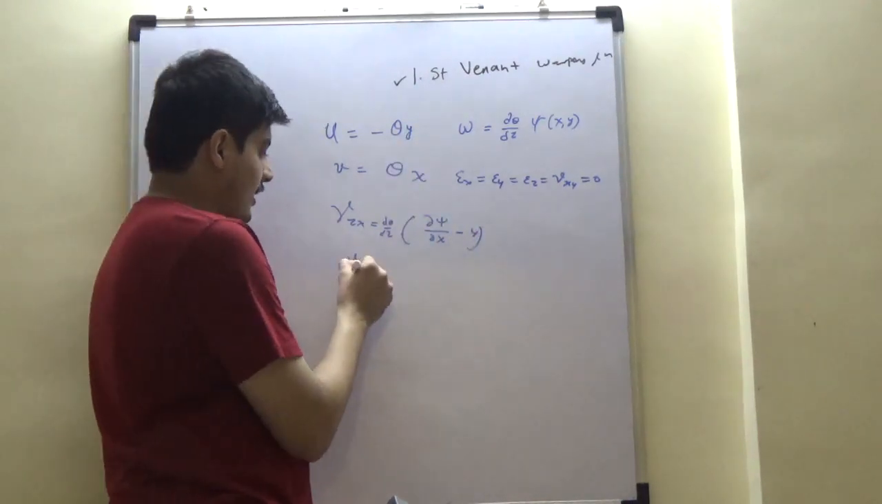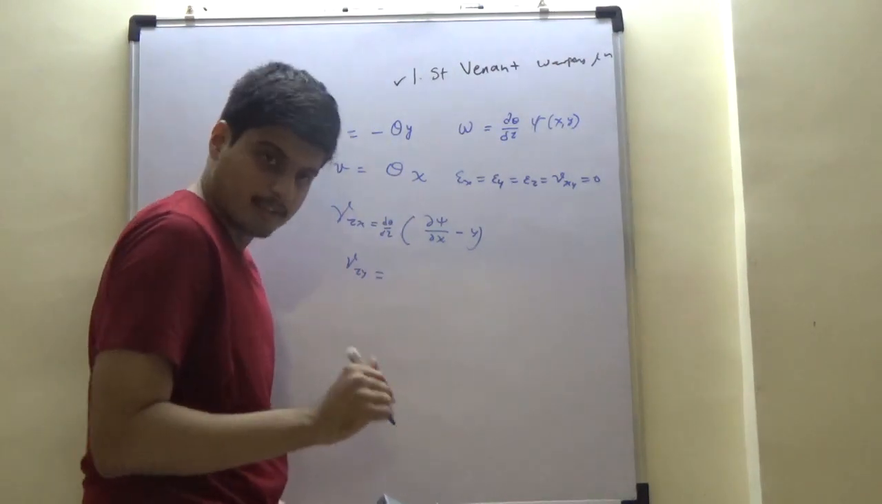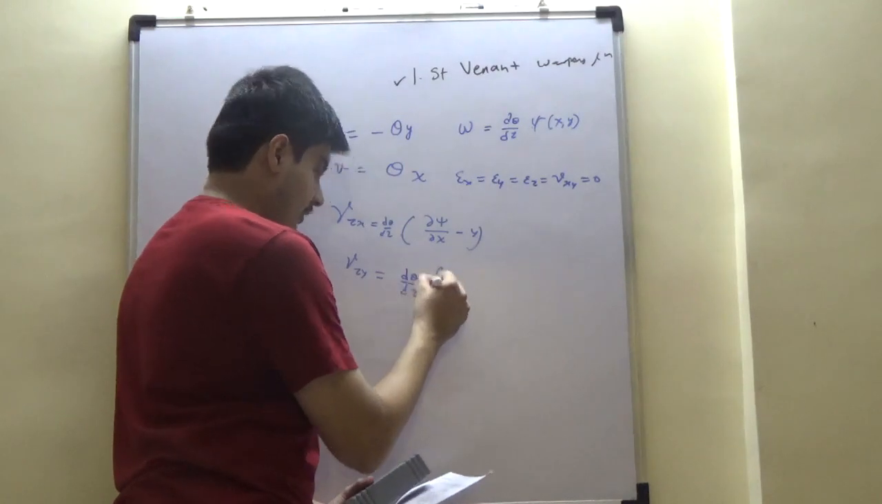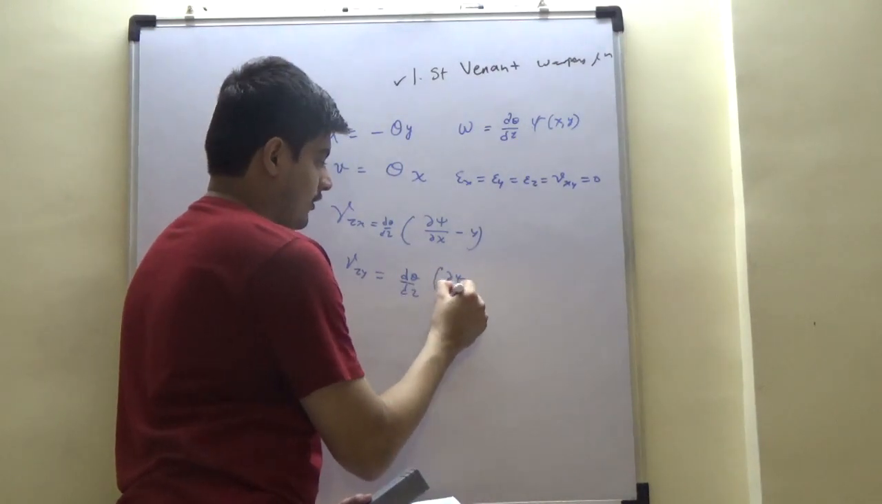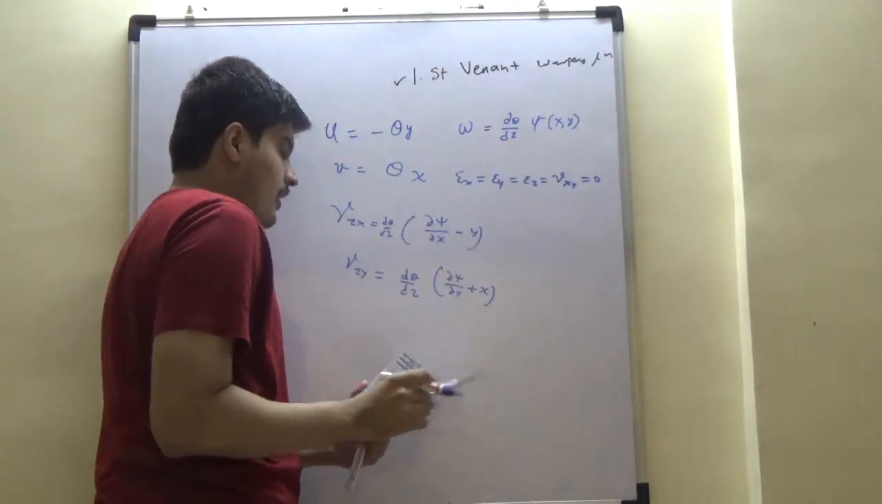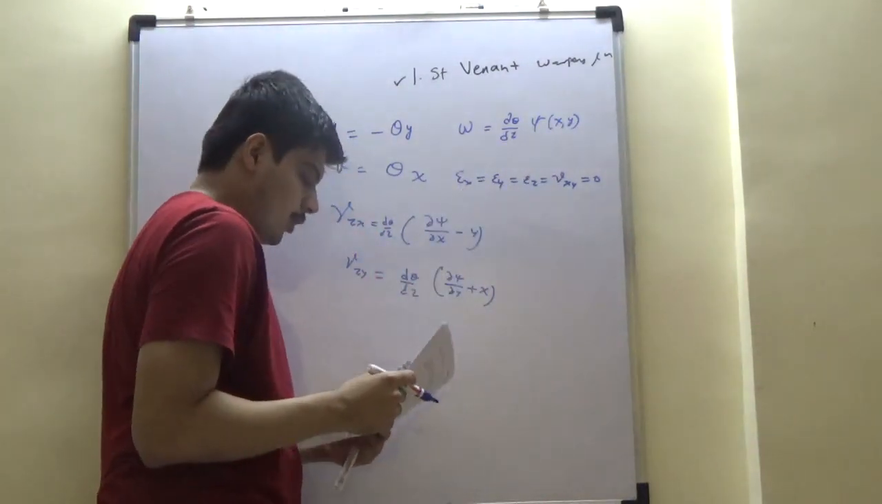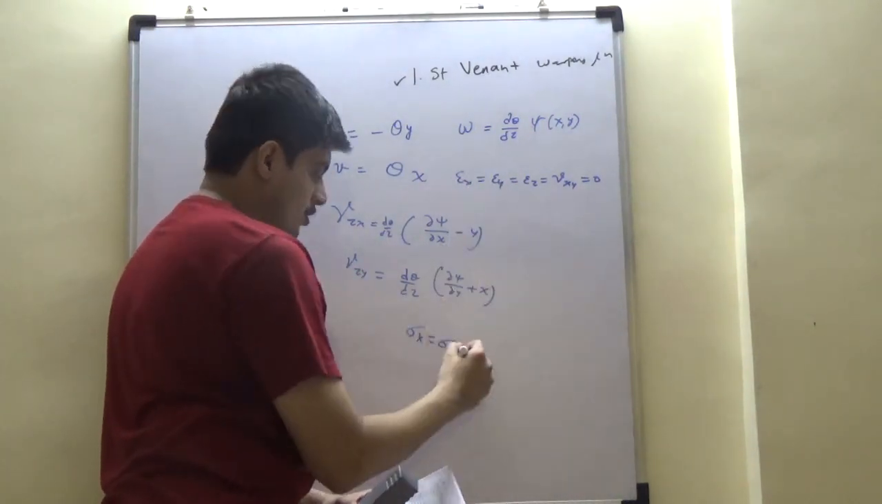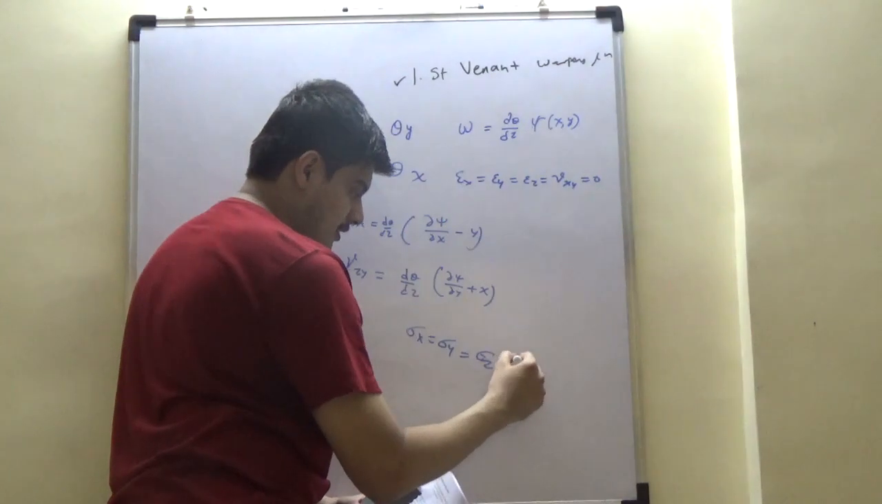right? Similarly, gamma yz, which is the other remaining component of the strain, is d theta by dz del psi by del y plus x, right? Same analogy. So in terms of warping function, you have got these outcomes. Now again, you can also show based on this that this satisfies this.